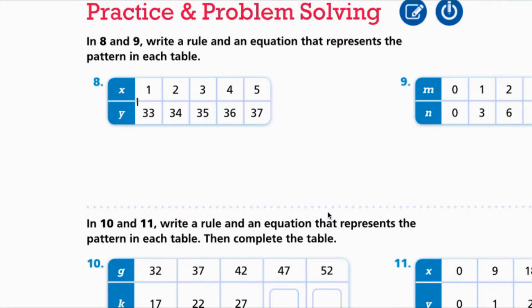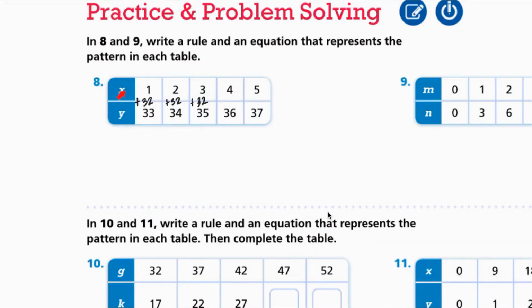I also know I can try 32. I can add 32 to x to make 33. 1 plus 32 is 33. Let's try it on the next spot. Is 2 plus 32 34? Yep. Let's try it one more time just to be on the safe side. Is 3 plus 32 35? Yep. So we have found our rule. We know that if you add 32 to x, you will get y. Now we're ready to write our equation.